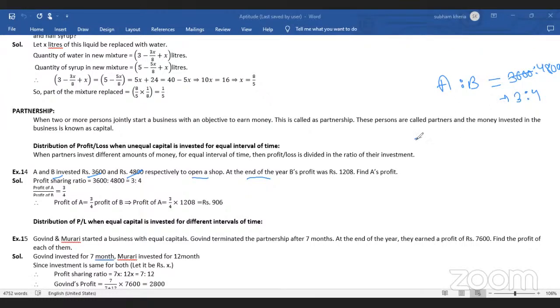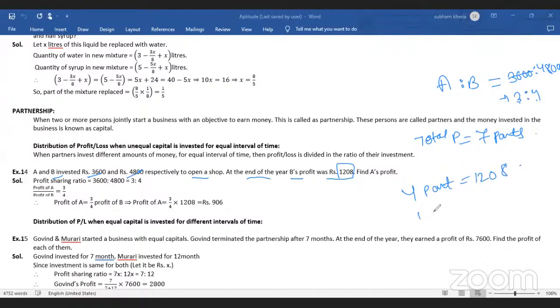That means the total profit is how many parts? बताओ जल्दी. A is getting 3 parts, B is getting 4 parts, so total profit is 7 parts. समझ रहे हो बात को? Yes or no? Okay, good. If the total profit is 7 parts, it is given B's profit was 1,208. B को कितना शेयर मिल रहा है यहाँ से? बताओ. 4 parts. So I can write 4 parts is equal to 1,208.